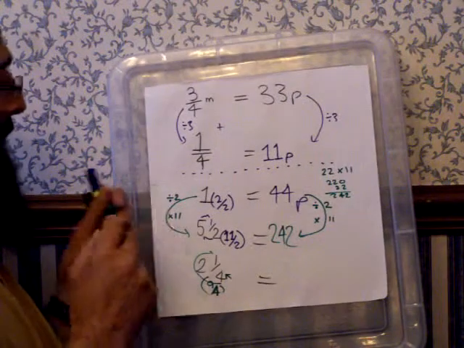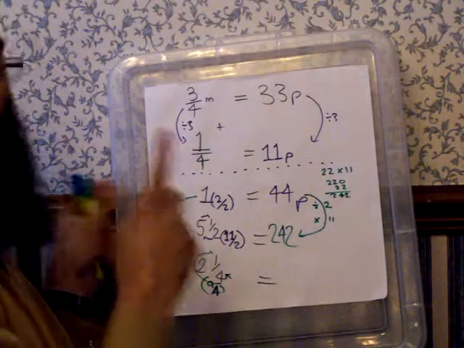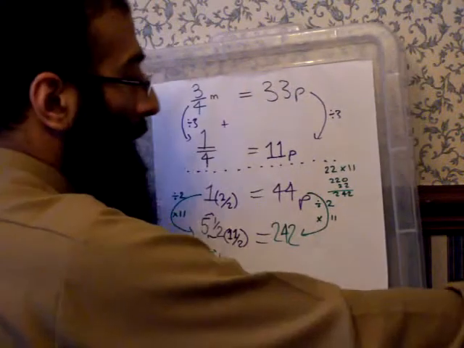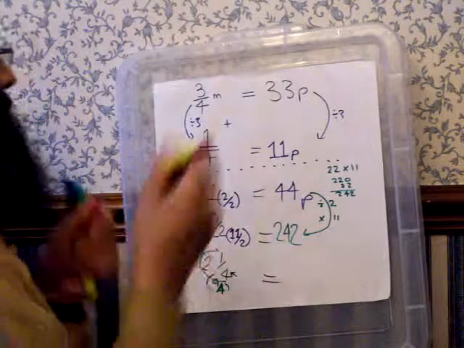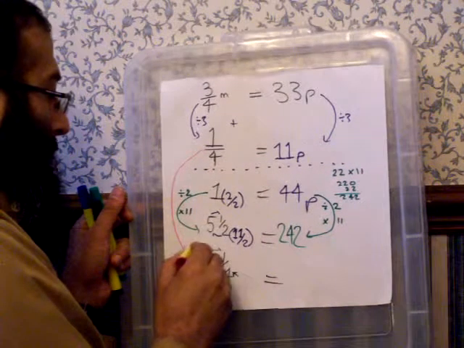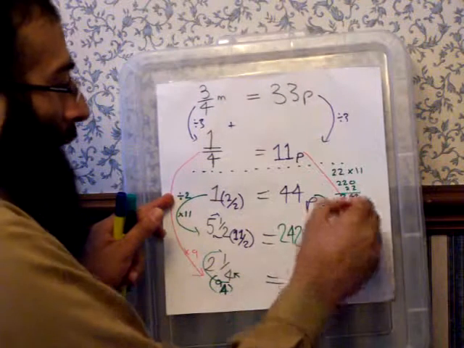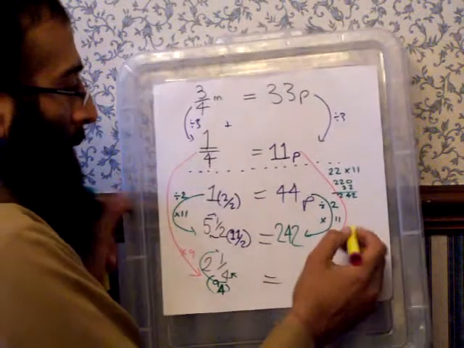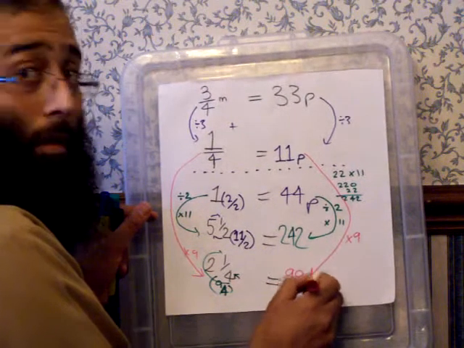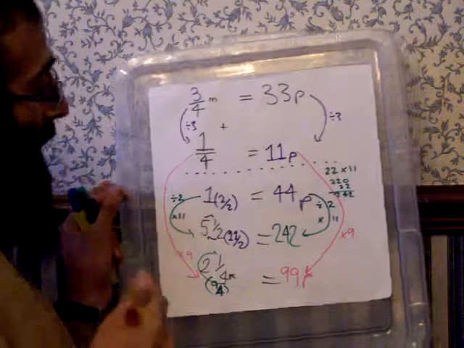Now, Mr. Moyies, how do we get from 1/4 up to 9/4? What do we do? Times by 9. So from 11p we times by 9. That gives you 99p. Are we all done?